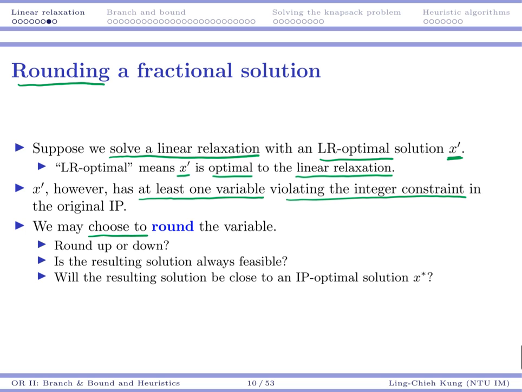Then let's say we want to round the variable. Then the question arises, do we want to round up? Do we want to round down? There must be some way to tell and to make this decision. And the resulting solution, is it always feasible? Probably not. And will the resulting solution be close to an IP optimal solution? Well, there's no way for us to tell.